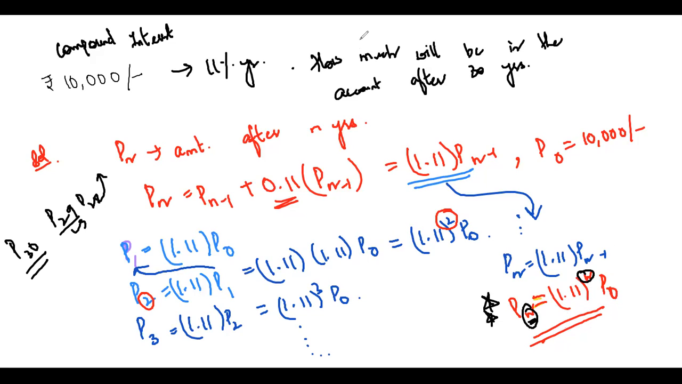If we want to find P30, it can be easily found: P30 equals 1.11 to the power 30 into the value of P0, which is 10,000. This is easier to find and we can use it easily. Now instead of P30, if we had P100, after 100 years, we can still find it by just raising 1.11 to 100. So this is the reason why we need recurrence relations.